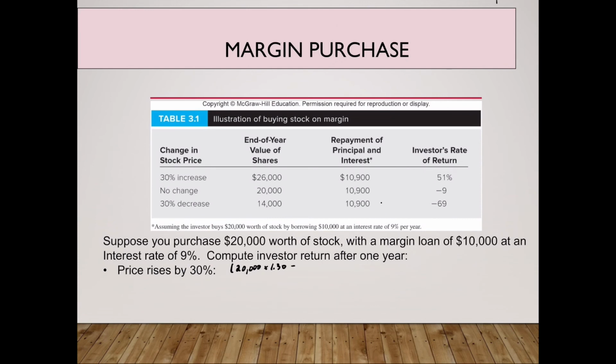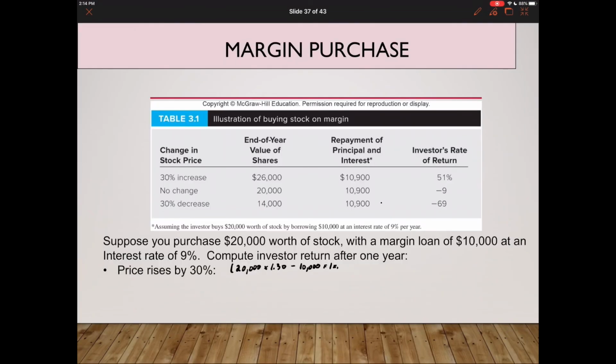I pay back the $10,000 margin loan at a rate of 9%, so $10,000 times 1.09 to get the total amount of the loan payment. So I multiply this by 1.09, and then I divide it by my initial investment, the amount that I put in of $10,000, and then subtract 1 to get it into a percent, and I get a return of 51%.